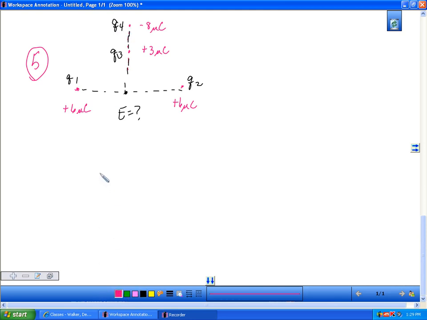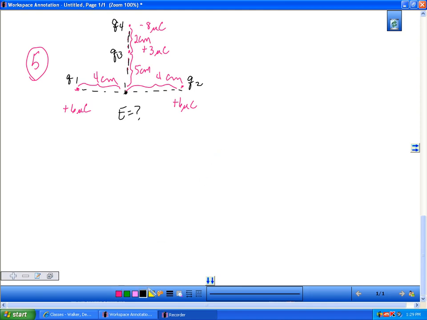And I know that this is 4 centimeters in that direction, and 4 centimeters in that direction. And then this is 5 centimeters. And then that other charge, the 4th charge, is located at X is 7 centimeters, so 2 more centimeters up here.